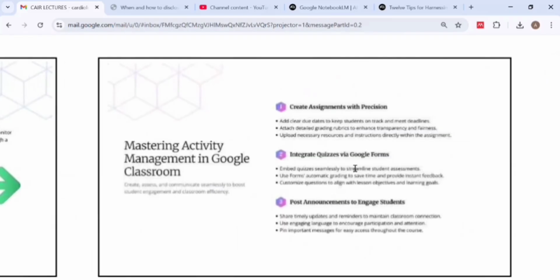Mastering activity management in Google Classroom: create, assess, and communicate seamlessly to boost student engagement and classroom efficiency. Create assignments with precision, add clear due dates to keep students on track and meet deadlines, attach detailed grading rubrics to enhance transparency and fairness, and upload necessary resources and instructions directly within the assignment.